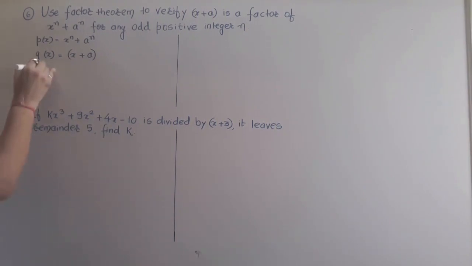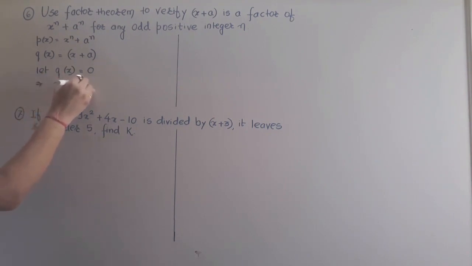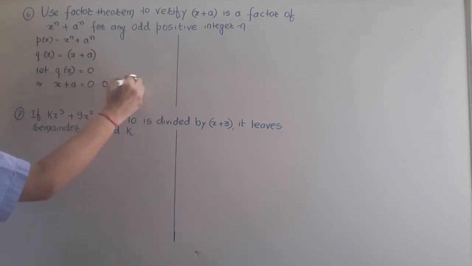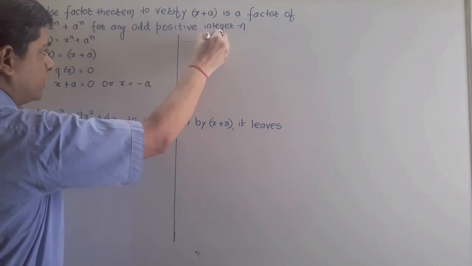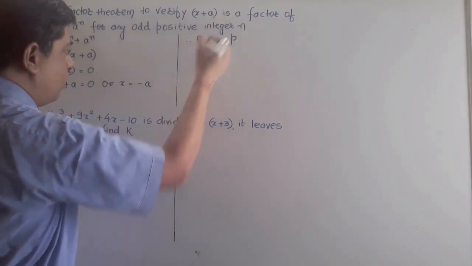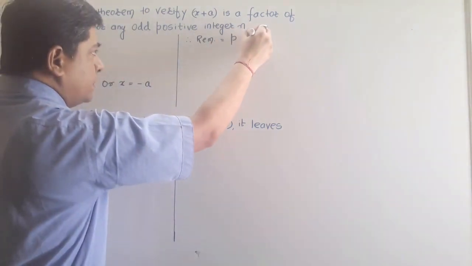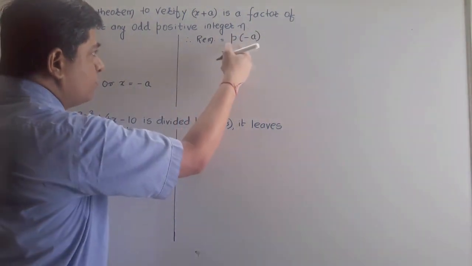First step is, let the divisor q of x be equal to 0. So x plus a is equal to 0, or else I can say the value of x is equal to minus a. Now let us find the remainder. Therefore the remainder is equal to p of minus a. Now we shall find the value of p of minus a.